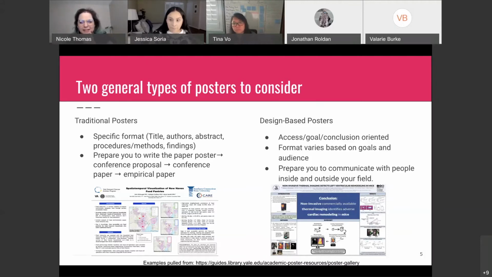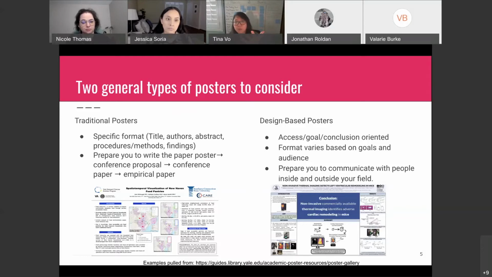Tina, do you have anything to add for this slide here? I do. I would agree with everything Nicole said. Traditional posters adhere to a very old structure in academia about how we communicate the work that we're doing, the research that we engage in. And it's normally made in very tiny print. And that's of usefulness to other experts in our field.